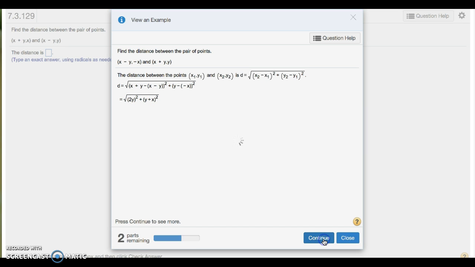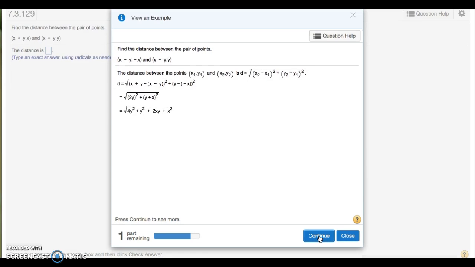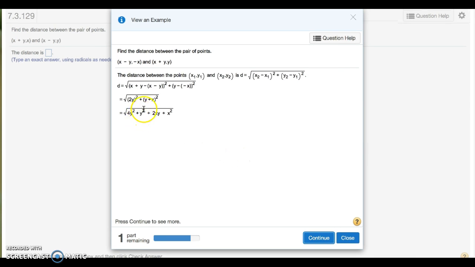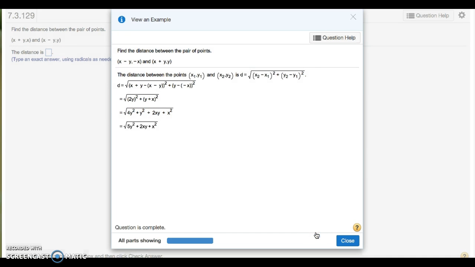You're just going to expand and see. If I expand, am I going to have similar variables? Yes, you do have y squared and y squared here, so you can add these two because you have the same variable raised to the same power. So that will be 5y squared plus 2xy plus x squared. All of that is under the radical.